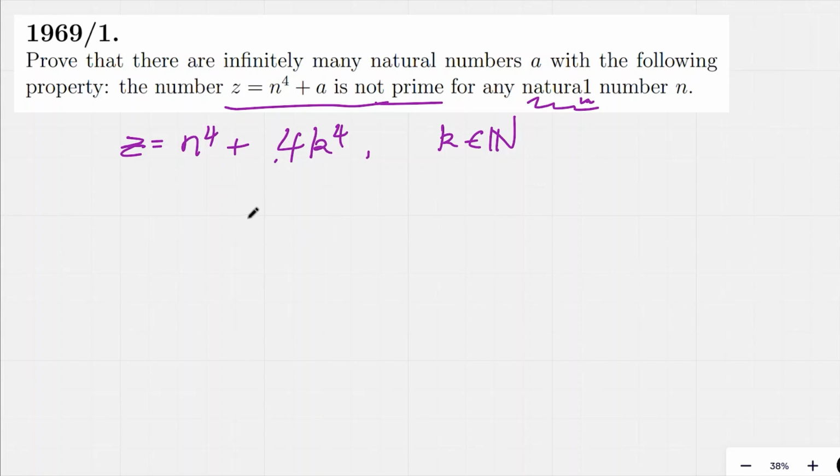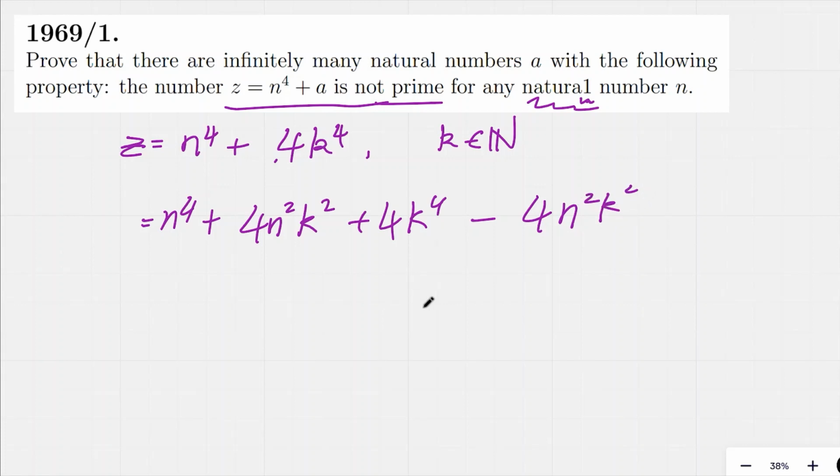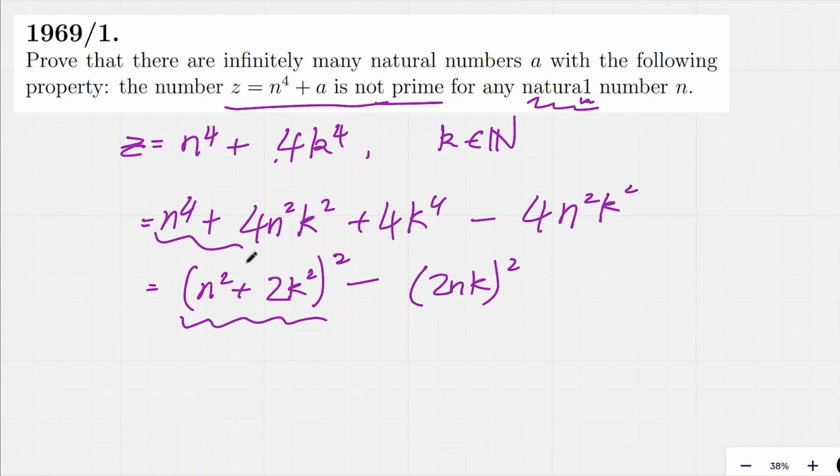So how can we factorize this? There's a trick to this. I'm going to add on 4n squared k squared, and then take it off again. And what's quite nice about this is that it's now secretly the difference of two squares. This is going to be n squared plus 2k squared, all squared, minus 2nk squared. So this thing here gives me this thing here, and this thing here is that thing there. So now it's the difference of two squares, so we can indeed factorize it.